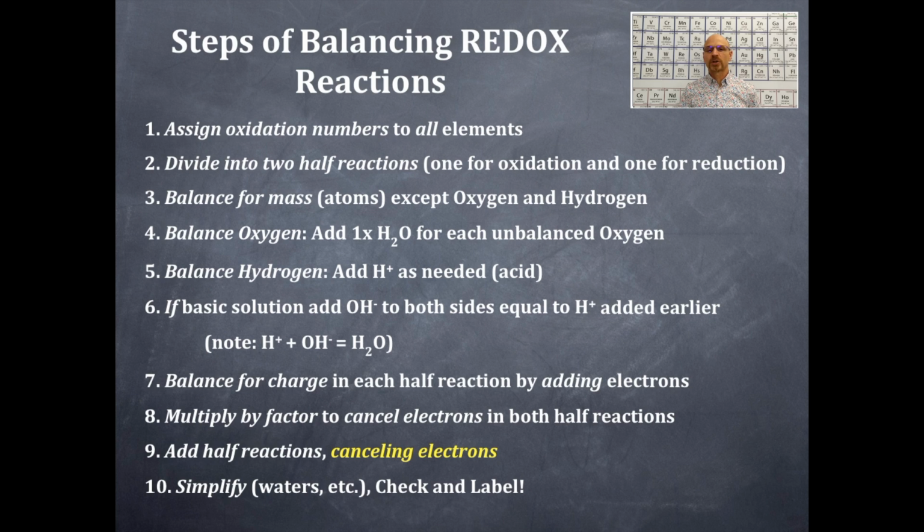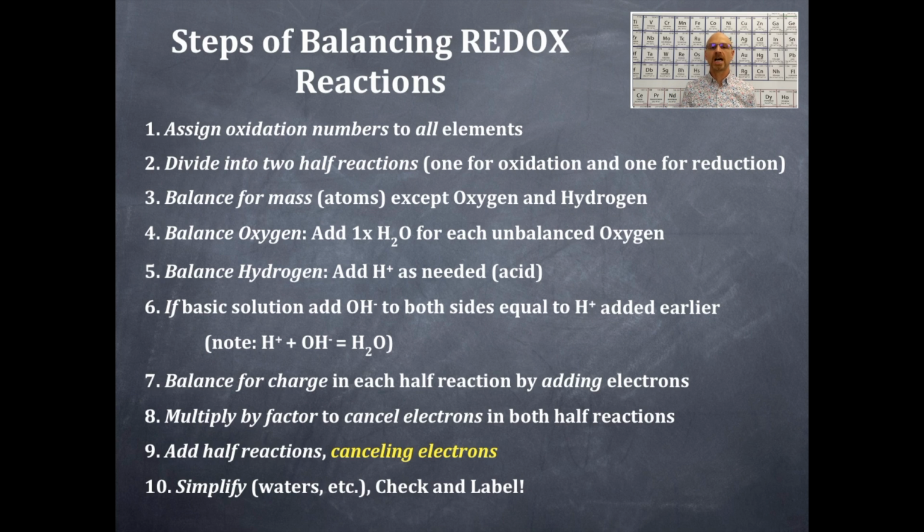Number seven, we're going to balance for charge in each half reaction by adding electrons. You never subtract electrons, you only add electrons. Number eight, we're going to multiply by a factor to cancel out the electrons in both half reactions. So you need to multiply both the oxidation half reaction and the reduction half reaction by a whole number, like a stoichiometric whole number.